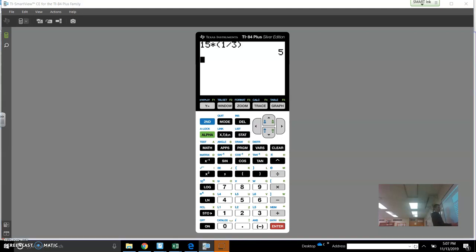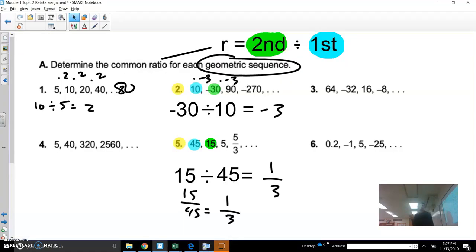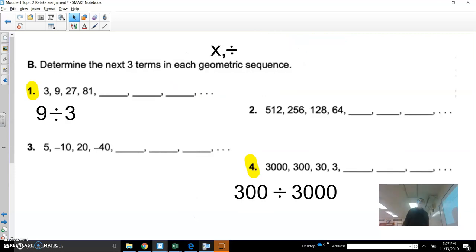So that's very important in understanding when you build the equation, which we'll do in a minute, that you really need to use fractions to represent the numbers that are dividing. Next, determine the next 3 terms in each geometric sequence. We're going to start out by dividing those numbers because we want to know that common ratio.